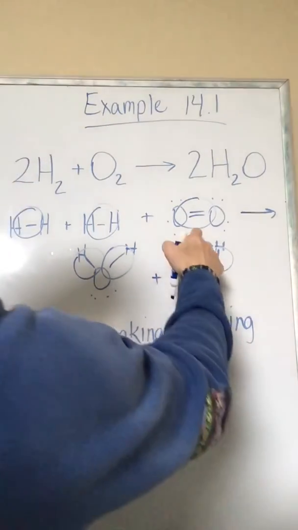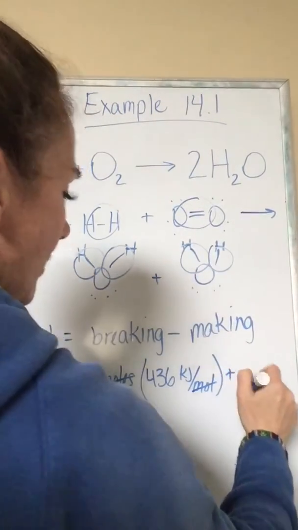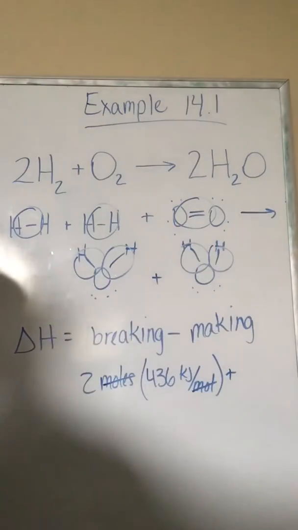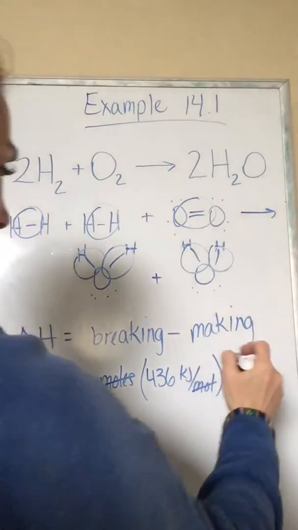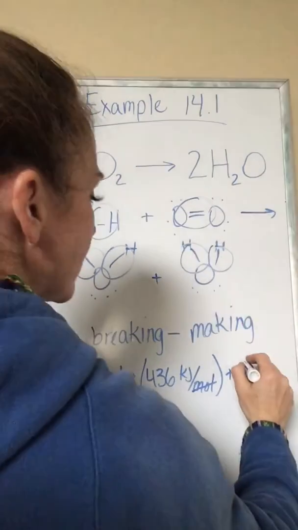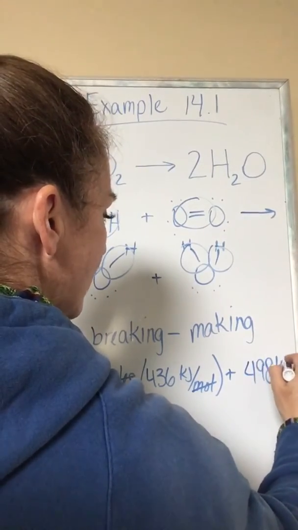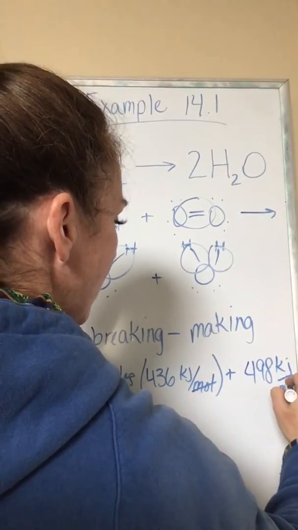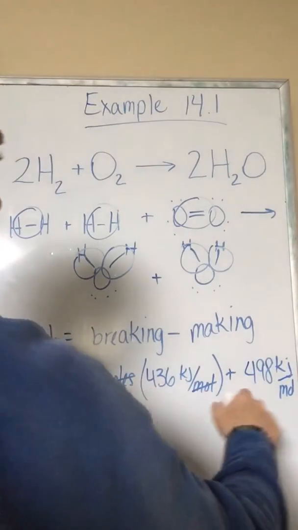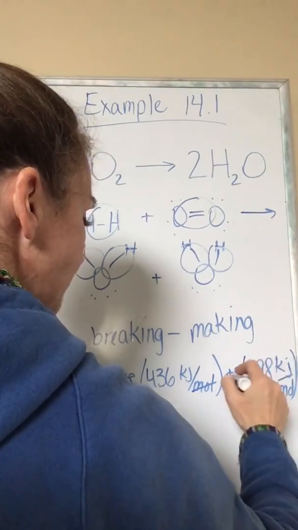But we still have another bond to break before we can make these bonds. All right? So we have the double bond between the oxygens. And that is 498, and there's only 1 mole, right? Only 1 mole. So we have 498 kilojoules per mole, right? But in order to add these, you need to multiply it by 1 mole because the moles need to go away, all right?